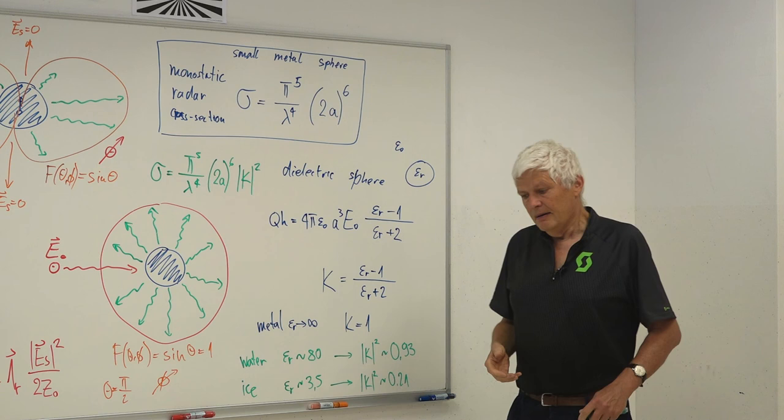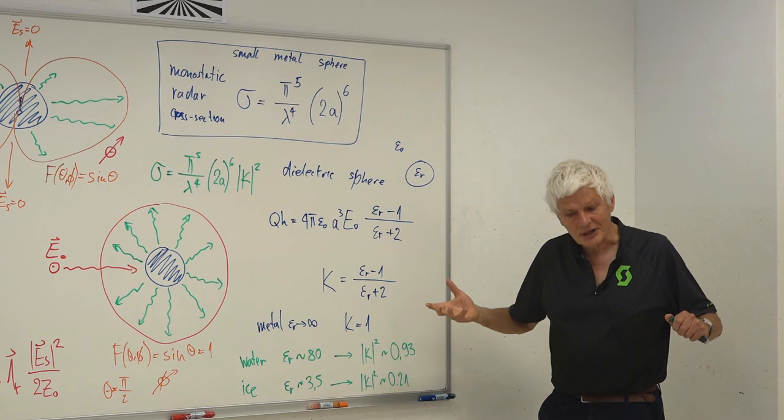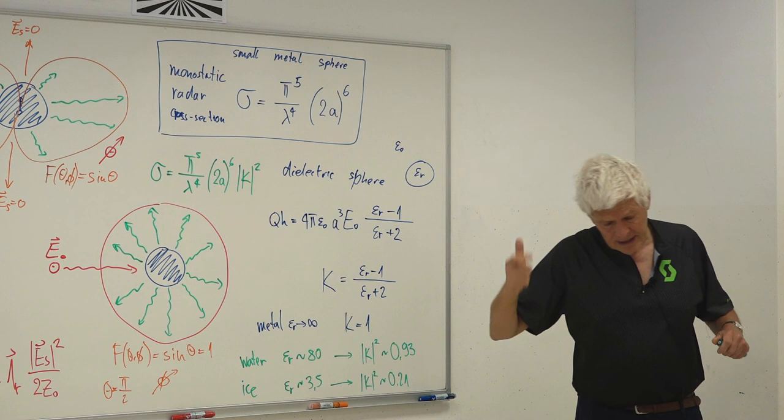But the reflection from water and ice is almost the same, because water has a stronger reflection and ice flakes are larger. They almost compensate each other. So with the radar, we see both snowflakes and water drops.